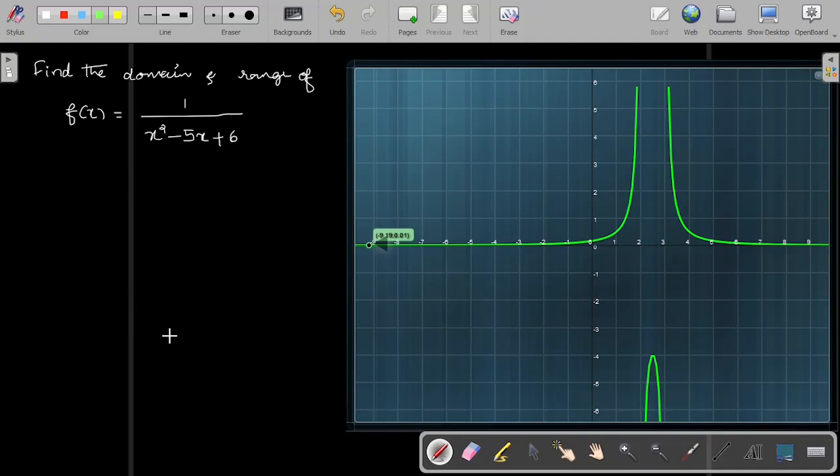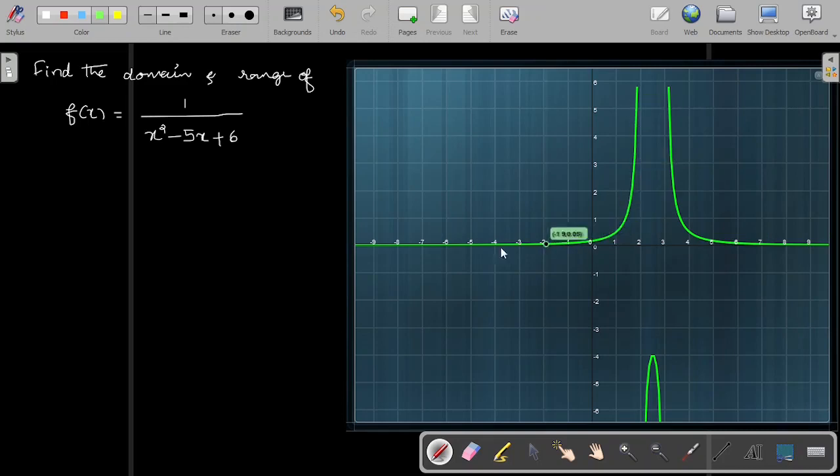In this video, I'll explain how to find the domain and range of f(x) = 1/(x² - 5x + 6). This is a kind of rational function. When you draw the graph of this function, it looks like this.